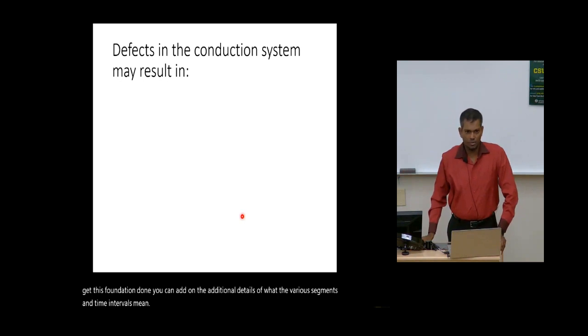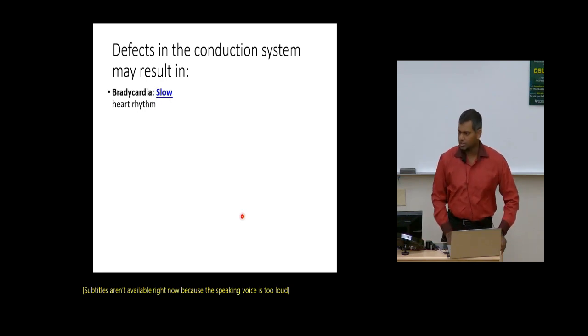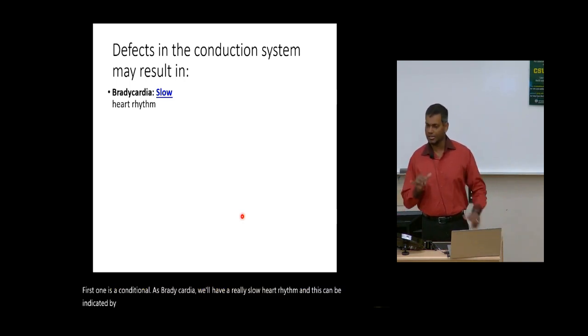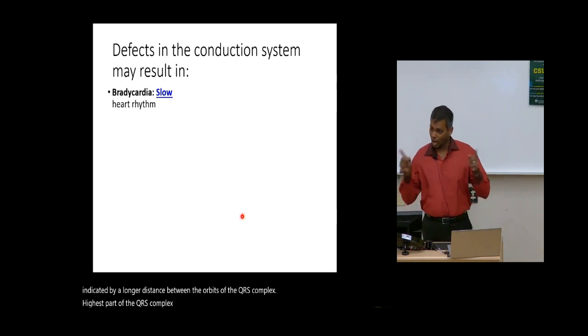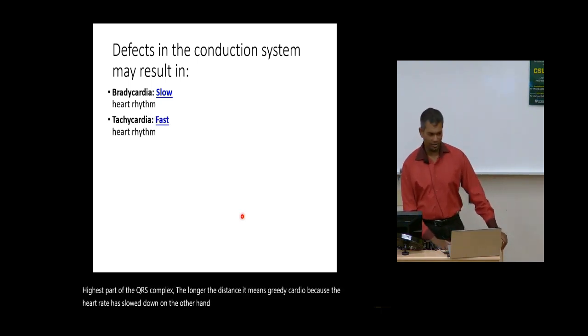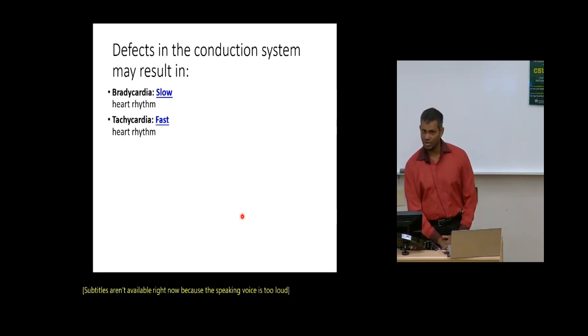So now let's talk about some of the things which can go wrong and which can be detected using the EKG readings. The first one is a condition known as bradycardia, where you have a really slow heart rhythm, and this can be indicated by a longer distance between the R waves. The R wave is the highest part of the QRS complex. The longer the distance, it means bradycardia because the heart rate has slowed down. On the other hand, tachycardia is where you have a fast heart rhythm, and you find the distance between the R waves is decreased.